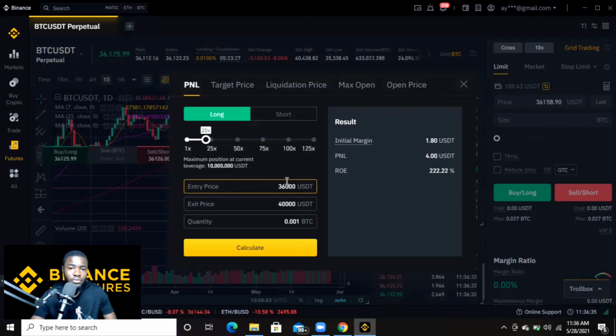So in the same vein, if I was to enter this trade at 36,000 and BTC goes down to $32,000, that's a minus $4,000 decrease in the price action. I'm going to be making a loss of $4 as well, right? So the same thing applies if I am going to be shorting, right? So let's calculate that. You can see I'm going to be losing $4. That's why I said profit or loss. And the return on investment is also minus 222%, right?